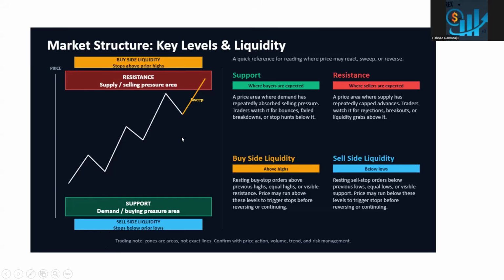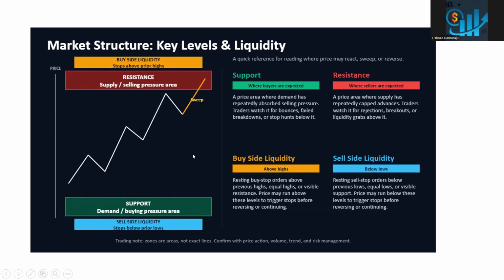So that's why it is very, very important to understand. You have a lot of buy side liquidity, a lot of stop orders above the prior highs. You have a lot of stop loss orders below the prior lows. The market makers will always try to grab the liquidity at the top and grab the liquidity at the bottom. And then wherever they want to move, they will take the direction.